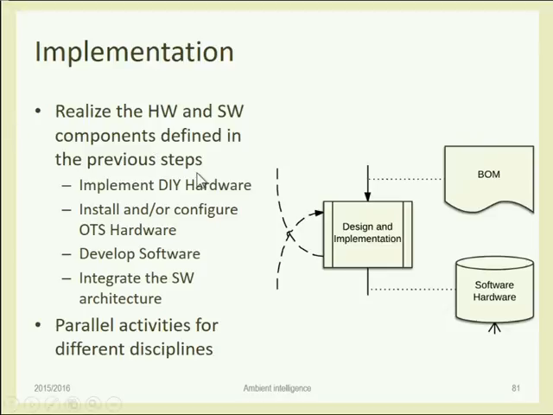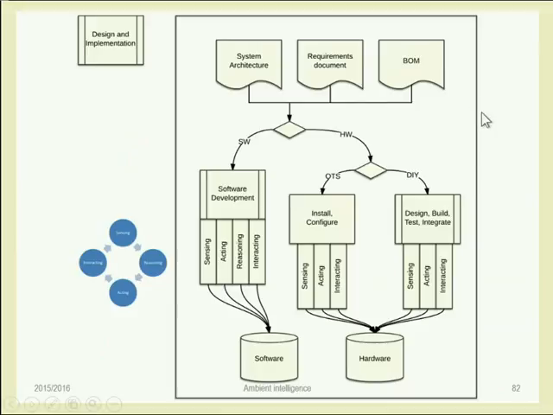So implementation of the hardware, configuration of the off-the-shelf hardware, developing the software, and integrating everything. This is the implementation phase. Implementation takes into account all the information we have up to now: system architecture, deliverable 3, requirement documents, deliverable 2, and bill of materials, again deliverable 3. So the first and the last pictures here are in D3. And depending on software or hardware, there are of course different activities.